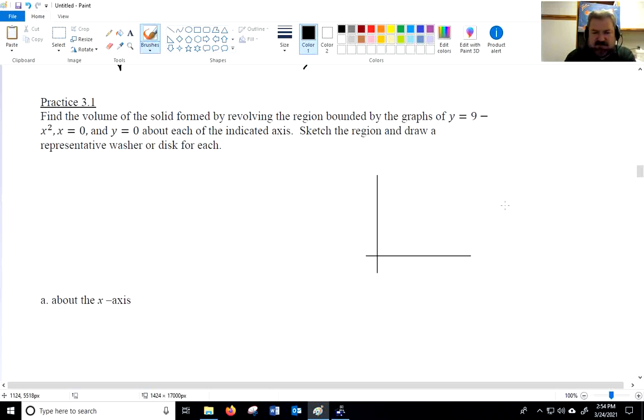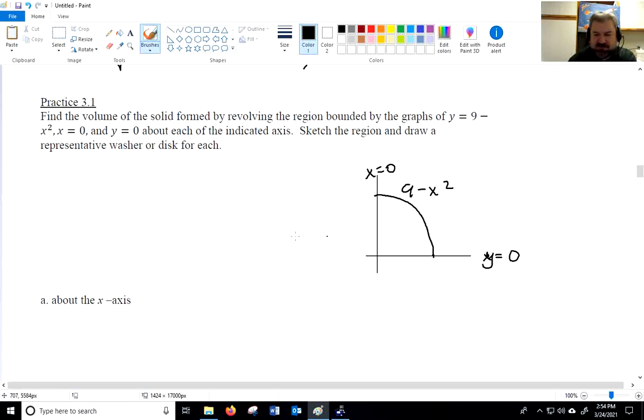Find the volume of the solid formed by revolving the region bounded by the graphs of y equals 9 minus x squared, x equals 0, and y equals 0 about each of the indicated axes. Sketch the region and draw a representative washer. So 9 minus x squared looks like that. We have x equals 0, which is actually this line, excuse me, and y equals 0.